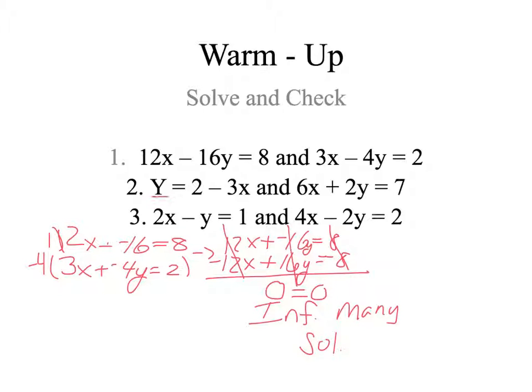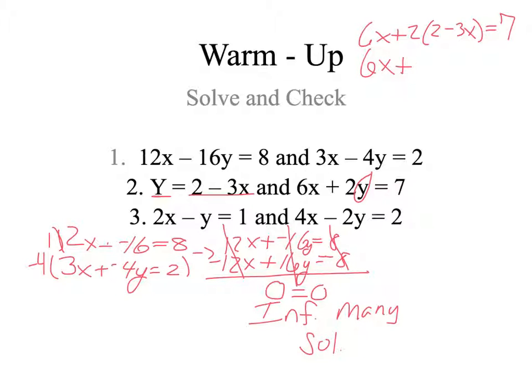Problem 2, I'm going to solve using substitution because it's already set up y equals. So in the second problem, everywhere I see y, I'm going to plug in 2 plus negative 3x. So 6x plus, take the y out and plug in 2 minus 3x. And that needs to equal 7.